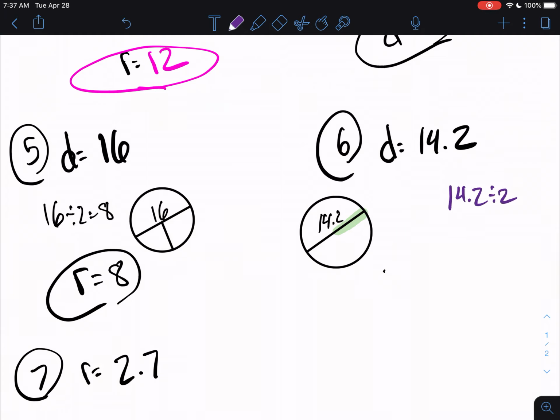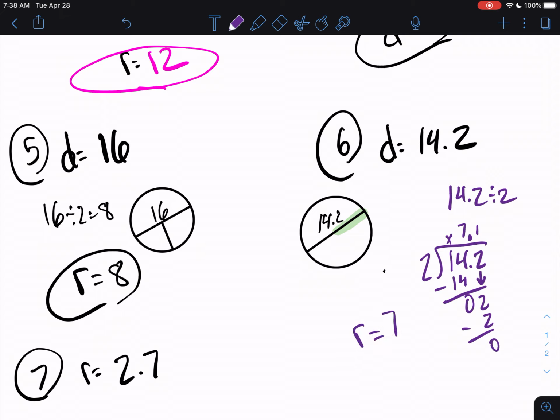Ooh, that's not a known fact for me. I'm either going to have to get out my handy-dandy calculator or do some quick long division. Remember, first number goes in the box. So 2 does not fit into 1. 2 does fit into 14 7 times. 7 times 2 is 14 minus, get 0. Oh, I'm passing the decimal, so I got to bring that puppy up. Bring down my 2. 2 fits into 2. 1 times 2 is 2. Oh, good, I don't have to do any more. So that means my radius equals 7.1.